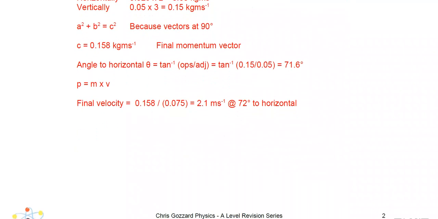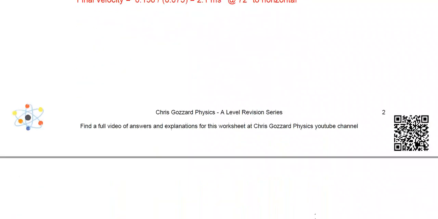We need to know the final velocity. Momentum is mass times velocity, so we're going to divide by the total mass of both of our balls of water. So 0.158 divided by the total mass, 75 grams, 0.075 kilograms, we get 2.1 meters per second and an angle of 72 degrees to the horizontal.